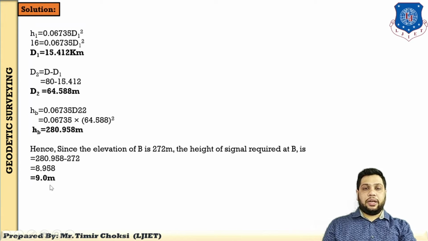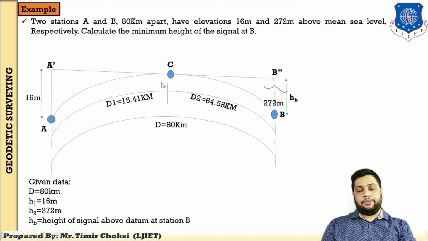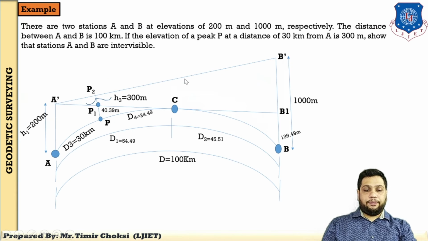So here 9 meters means that when you have established the line of sight from station A, with the elevation of 272 meters, you cannot see station B. But when you have raised the signal 9 meters, the line of sight is clearly seen above station A. So this is the concept.